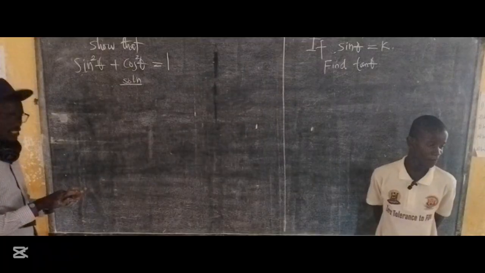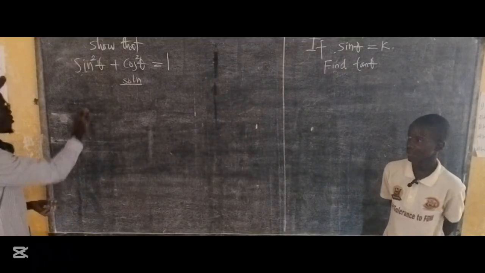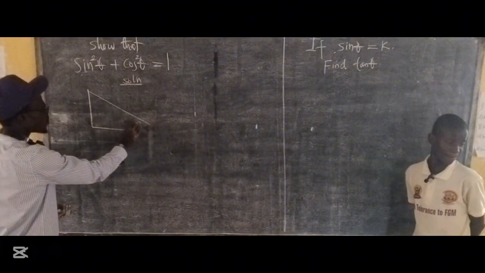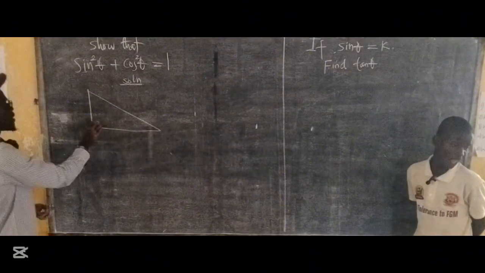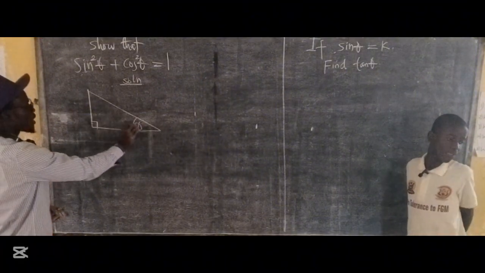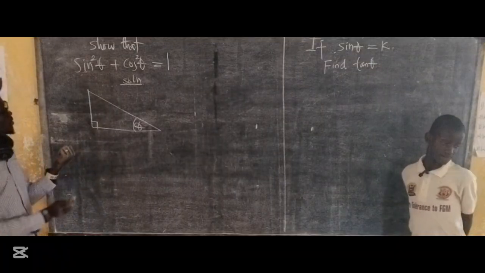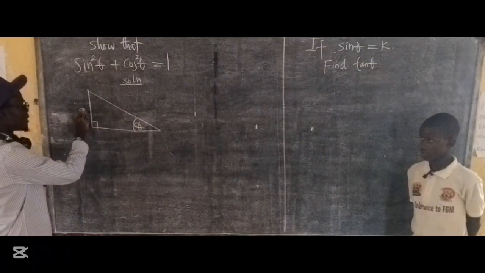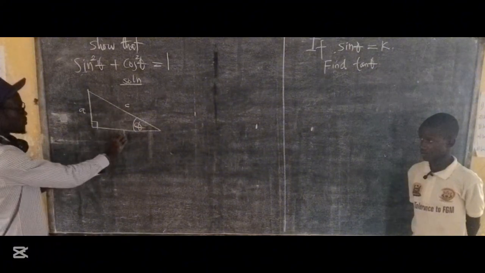Now the first step, we are going to draw our right angle triangle. Draw your right angle triangle like this. This is our right angle triangle. This is our 90 degree. This is the angle that we are given. Now from this, you can say let the opposite side be A, this is C, and this is B.